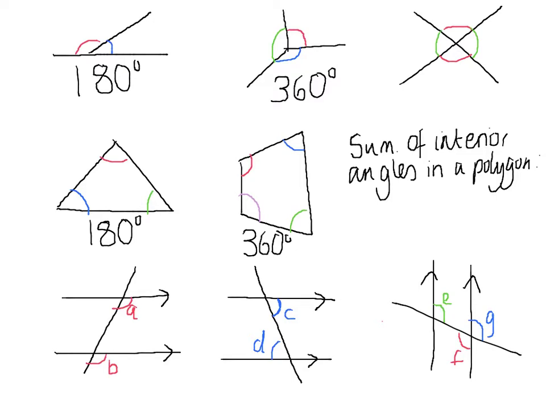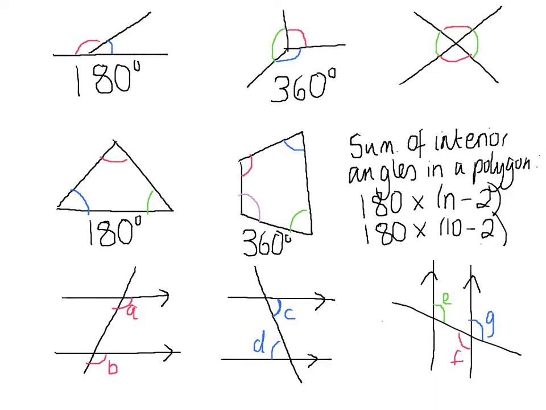Okay, you also need to know the general rule for finding the sum of the interior angles in any sided shape, that's a polygon. So this is a three-sided polygon, this is a four-sided polygon. You need to know how to work out the sum of the angles in any sided polygon, and that is 180 times the number of sides minus 2. So if you wanted to do it for a 10-sided polygon, you would do 180 times 10 minus 2. So 180 times 8 would give you the sum of the interior angles in a 10-sided polygon.